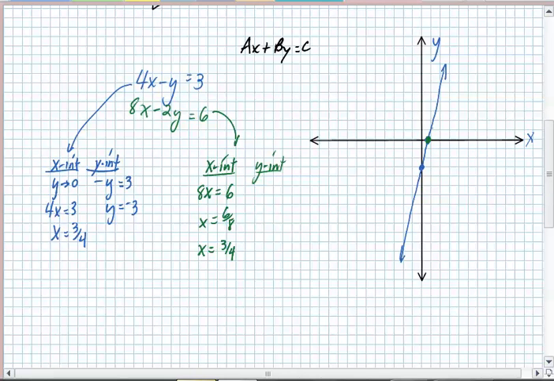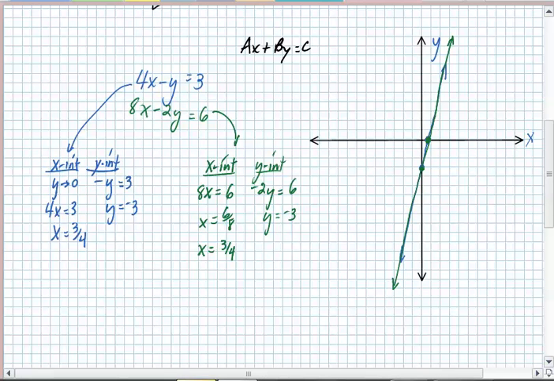The y-intercept is when I make x 0, negative 2y is equal to 6. Just put in a 0 for x, right, and it makes it go away. Y is equal to negative 3. And I see that this line is the same as the other line.